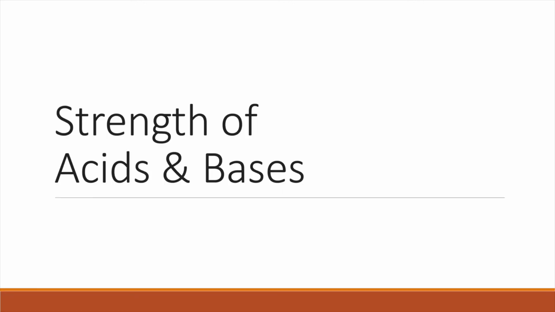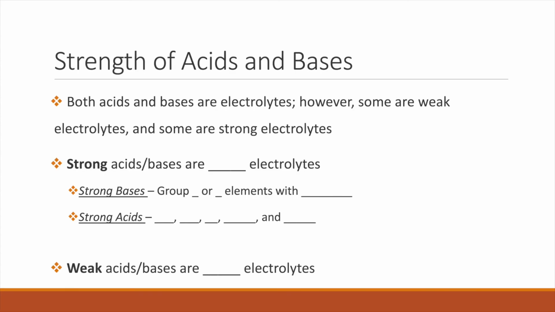Alright, so the strength of acids and bases. So far we've classified things into the two categories of acids and bases, but not all acids are created the same and not all bases are created the same. Both acids and bases are electrolytes. However, some are weak electrolytes and some are strong electrolytes, meaning the amount that they dissociate in solution will be different. So strong acids and bases are strong electrolytes.